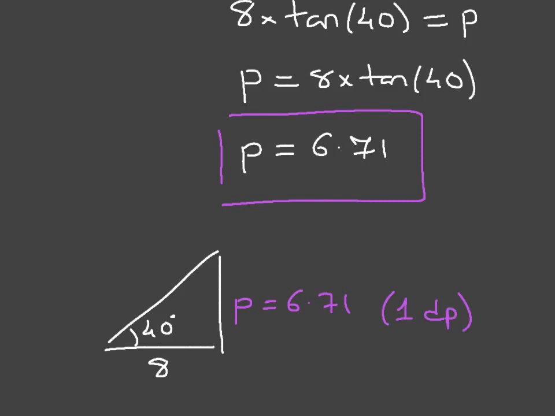Let's look at one more example. Let's say we're given this right angle triangle. We're given this interior angle 60 degrees and this side length 8, and we are looking for this side length Q.